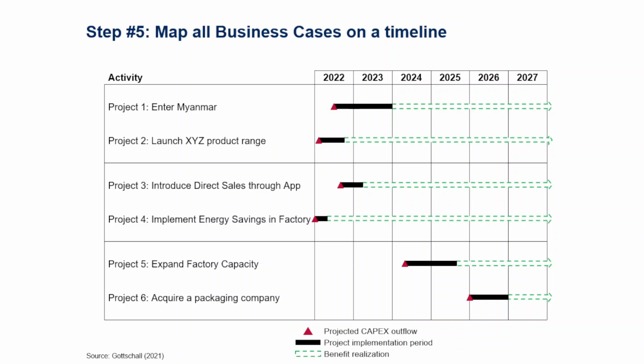And you see here that for some initiatives, there might be a big CapEx required, and we see the benefits only 1 or sometimes even 2 periods later. And other initiatives, like Project 4 here, the energy savings that we talked about in the factory, we will see the impact basically immediately, or at least in the same year, in the same period, as we have the CapEx outlay.